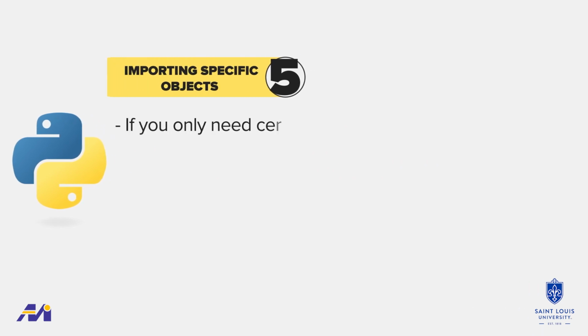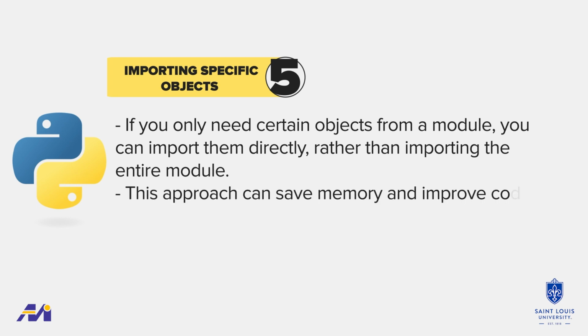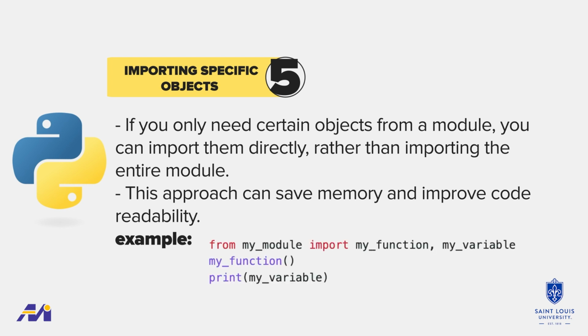The other aspect of modules is importing specific objects. If you only need certain objects from a module, you can import them directly rather than importing the entire module. This approach can save memory and improve code readability. For example, if you created a my module, you would say from my module import my function, my variable. So you only import my function and my variable, certain objects from that module.